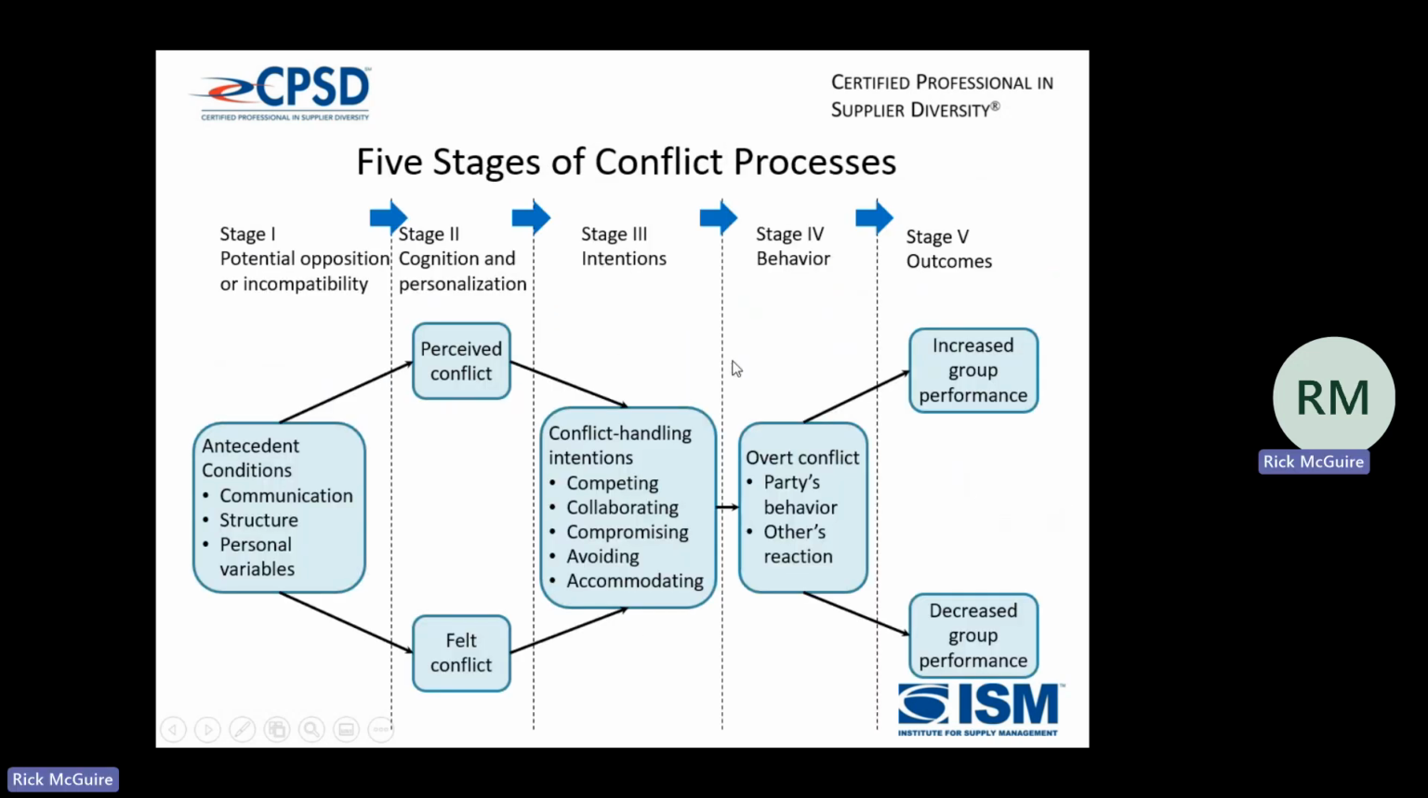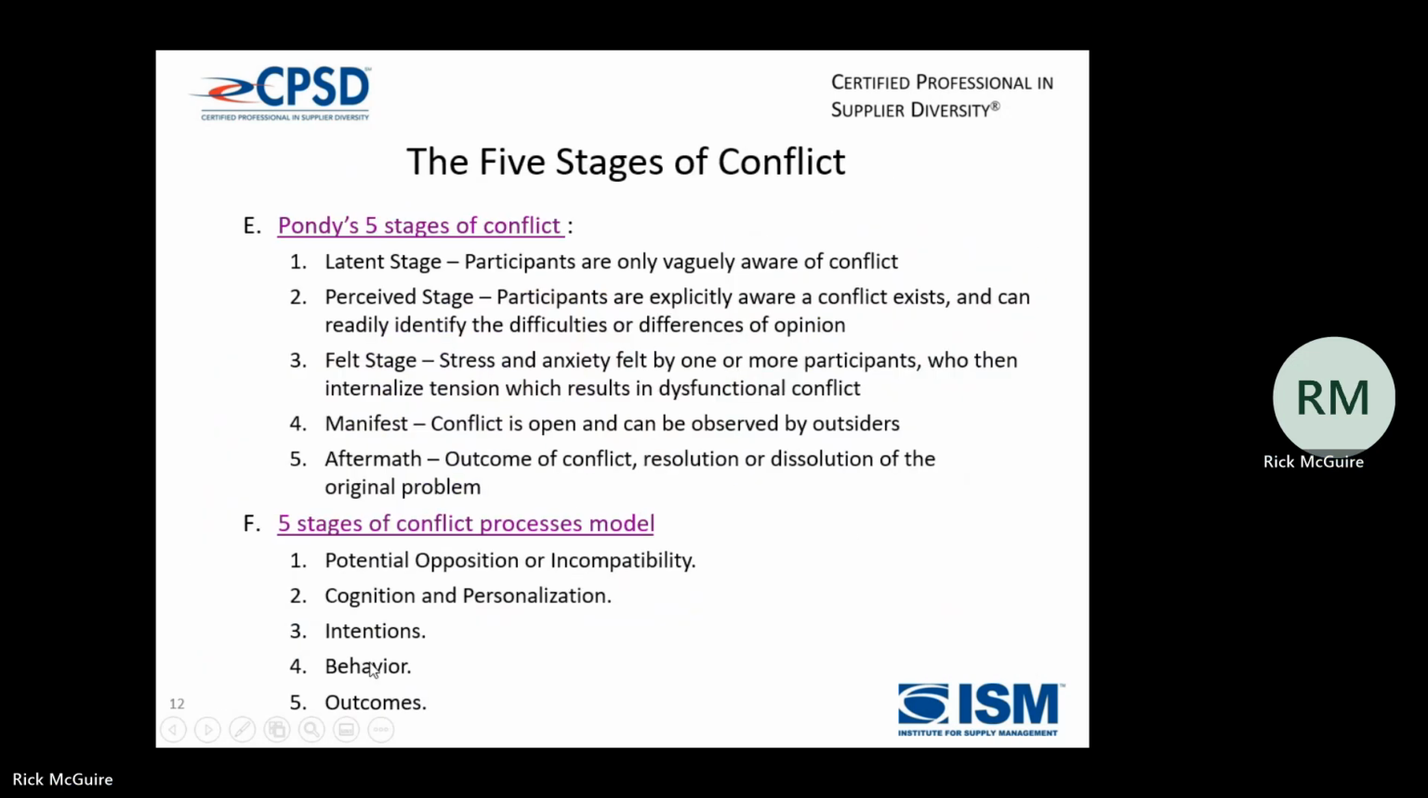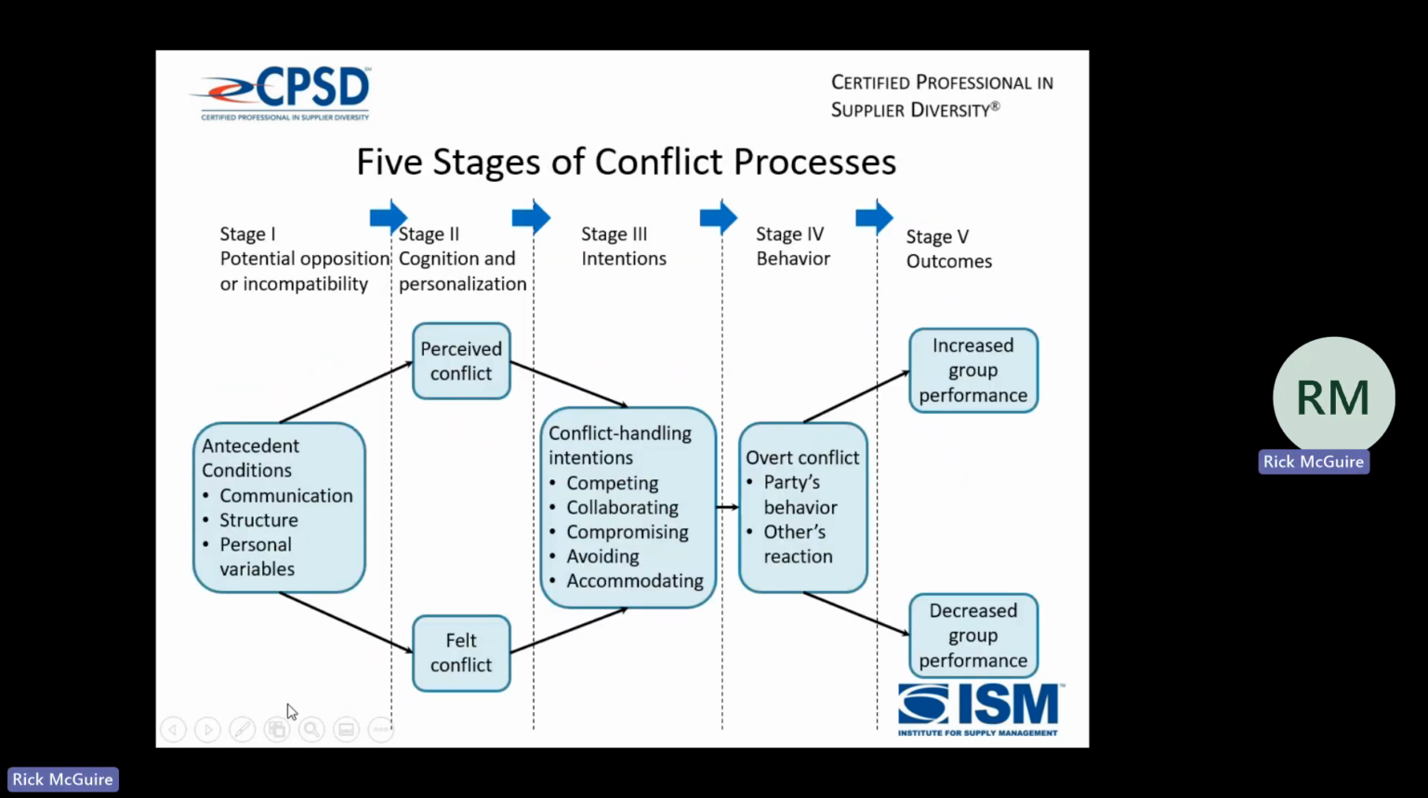Now, these are the second one. This is what the 5-stage conflict model process looks like. So stage 1, potential opposition or incompatibility: communication, structure, personal variables. Stage 2, you've got perceived and felt conflict, which is different from Pondy. And then stage 3, you've got conflict handling intentions.